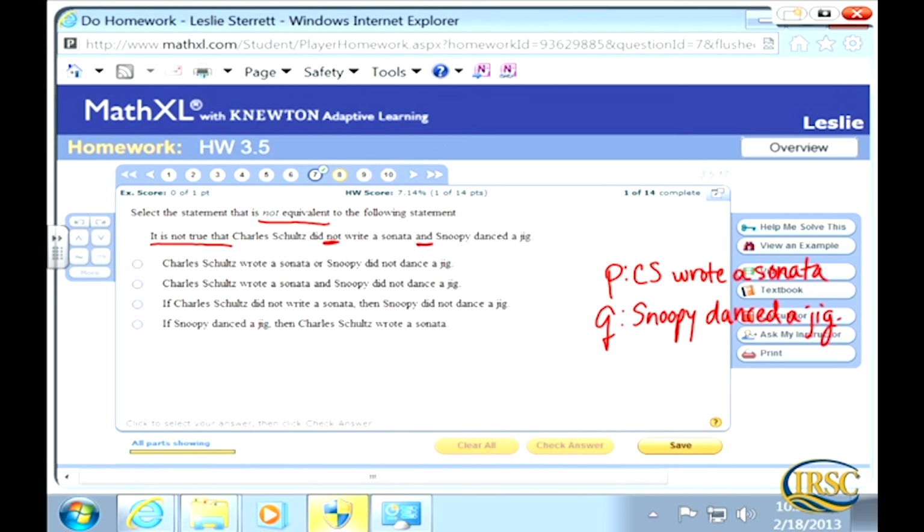This sentence would make more sense if you knew who Charles Schulz was. Anybody know who Charles Schulz is? He's the guy who made Peanuts. That is correct. He is the guy who created Peanuts, which Snoopy is in.